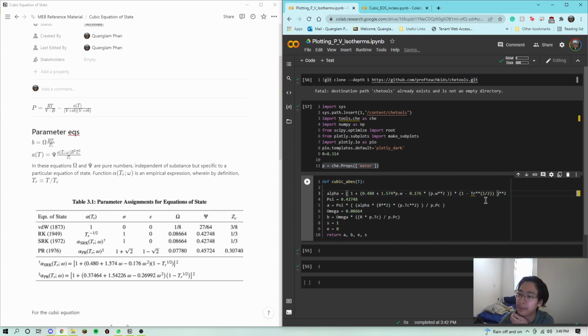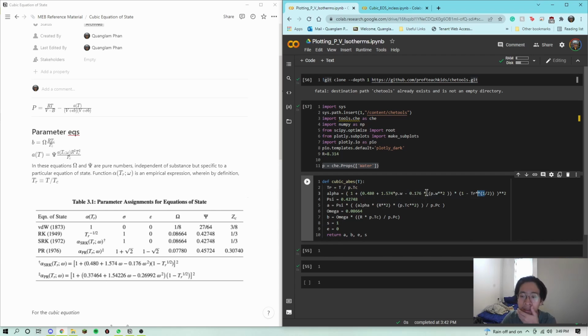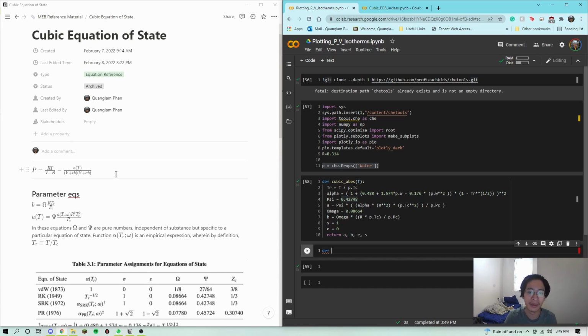Now, you might be wondering, well, what's TR? TR is very simply just the reduced temperature, or in other words, T over T critical, the temperature divided by the critical temperature. That's all it is. Okay? And with that out of the way, I believe that our cubic ABES function is complete, which allows us to go back and build a function that allows us to compute pressure.